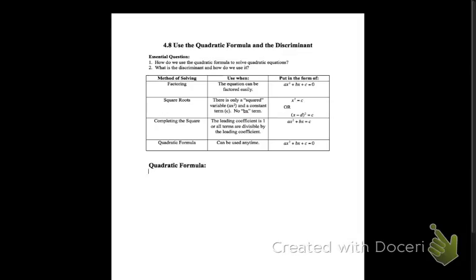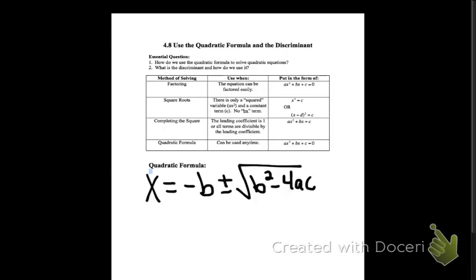The quadratic formula is one that we are going to talk about today. The benefits of using the quadratic formula are that it can be used any time that you have a quadratic. The quadratic formula is this. X equals the opposite of b plus or minus the square root of b squared minus 4ac, all over 2a.